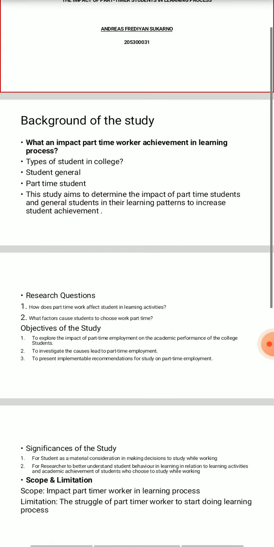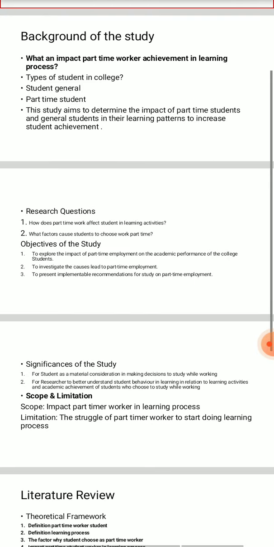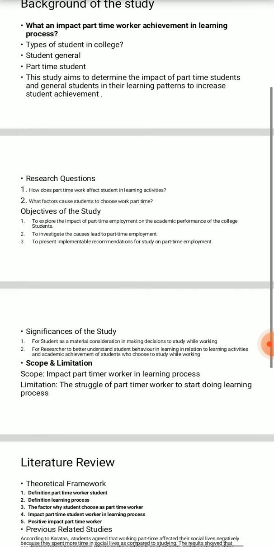For the background of the study, I discuss what impact part-timer workers have on achievement in the learning process. There are two types of students in college. Number one, students in general with superior performance in the class, and part-timer students who lack skill and opportunities in the class. The study aims to determine the impact on part-time students and general students in their learning patterns to increase student achievement.